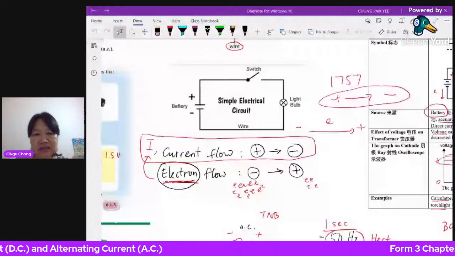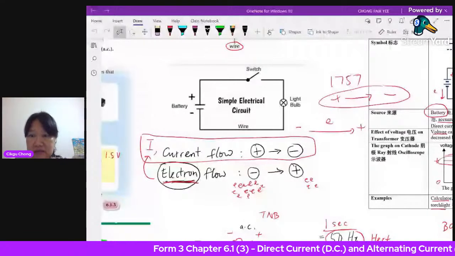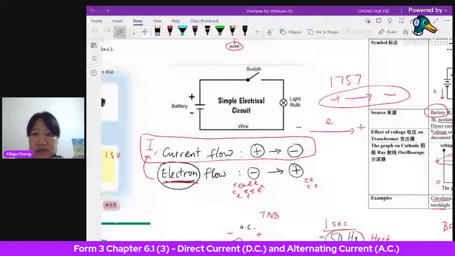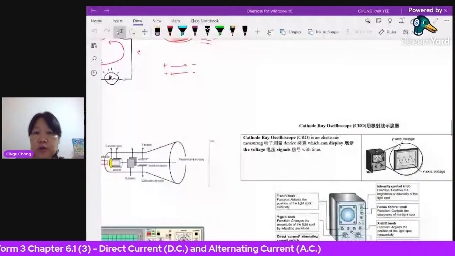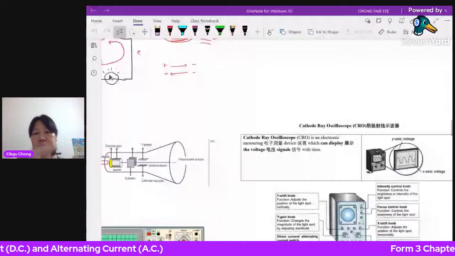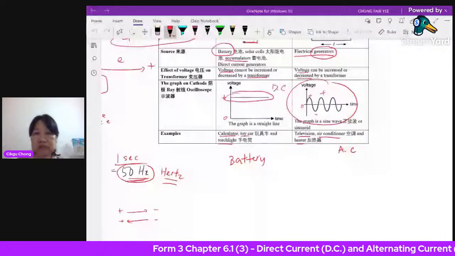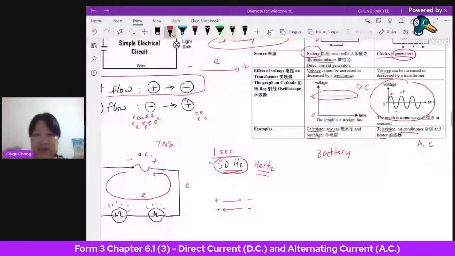Okay, now let's go to the next part. We have learned about AC and DC. Like you mentioned here, there's a pattern. So we're going to look at a device that can show you this pattern. Remember when I showed you this picture here? You see there is a wave pattern, because the direction keeps on changing. So you need a device to show this, the change of current, I mean the direction of the terminal.